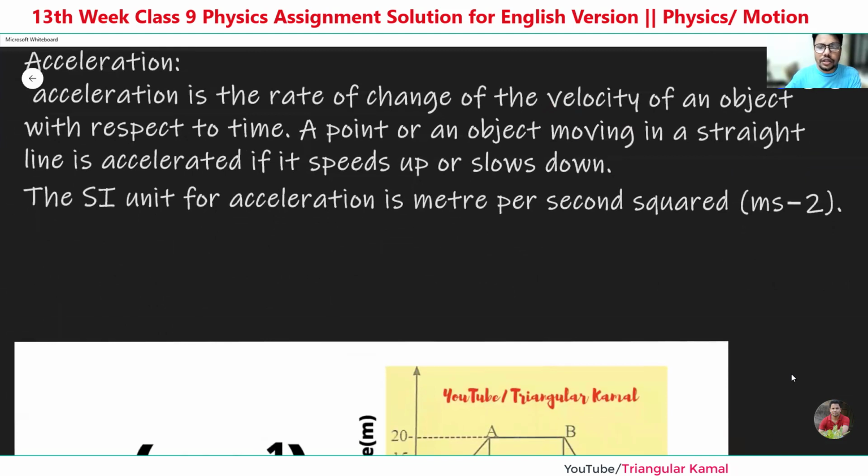The SI unit of acceleration is meter per second square. You can write it like this, m s^-2. That is because the velocity is m s^-1, velocity divided by time. So here we can write m s^-2. So this is the unit of the acceleration.